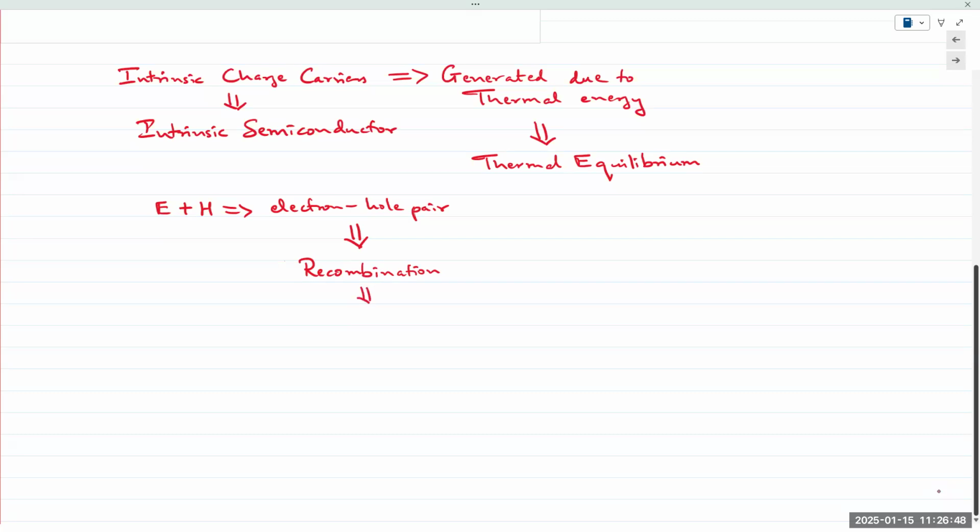The process of recombination expends energy. The excess energy is dissipated in the form of heat or light. Okay, heat or light.